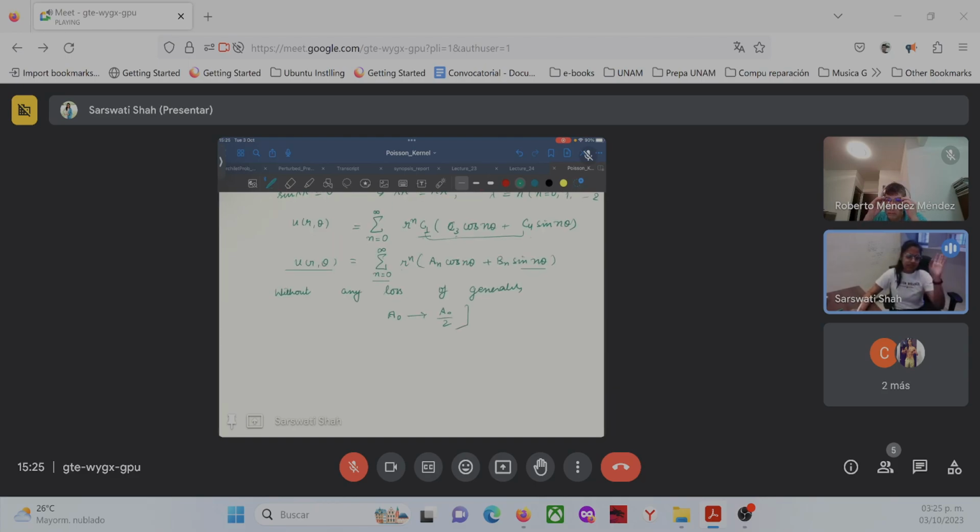That is managed with the initial condition every time when you are solving a problem. So u r comma theta is equal to a naught by 2 plus summation n varying from 1 to infinite r to the power n, an cos n theta plus bn sine.